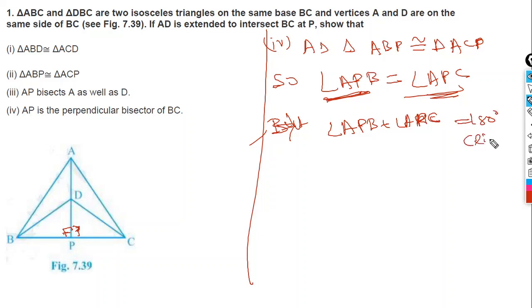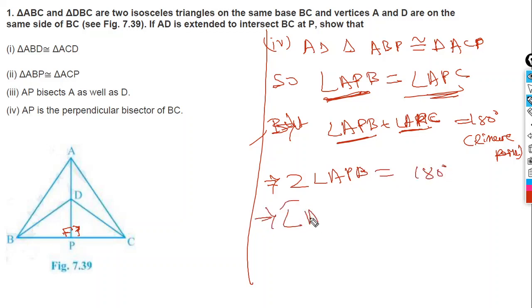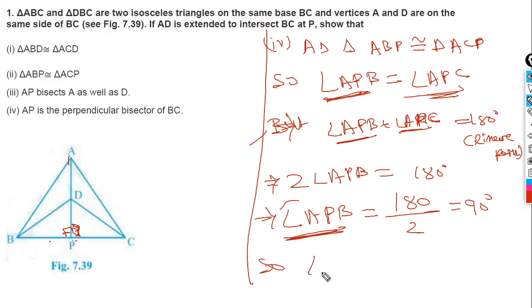Why? Reason: linear pair. Now you can write angle APB instead of angle APC: 2 times angle APB will be equal to 180 degrees. Implies angle APB will be equal to 180 divided by 2, which is 90 degrees. So angle APB is 90 degrees. Look at the figure. Therefore angle APC is also 90 degrees.